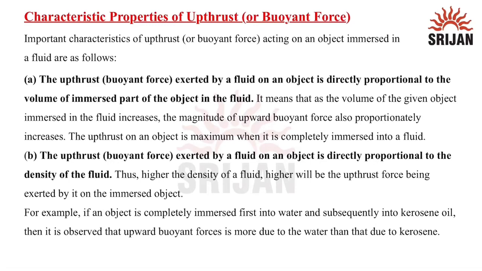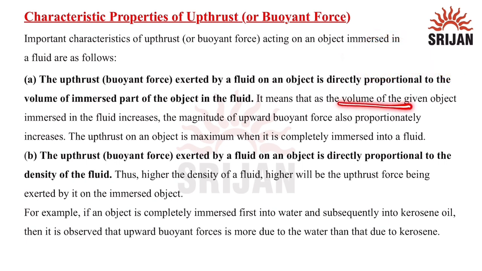In this video, we will learn about the characteristic properties of upthrust or buoyant force. So the important characteristics for upthrust or buoyant force acting on an object immersed in a fluid are as follows. First, the upthrust or buoyant force exerted by a fluid on an object is directly proportional to the volume of the immersed part of the object in the fluid, which means that if the object is halfway immersed, only this much portion which is immersed volume will be calculated, not the complete volume.